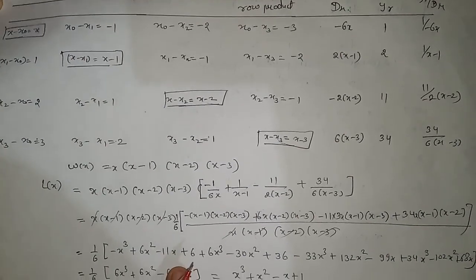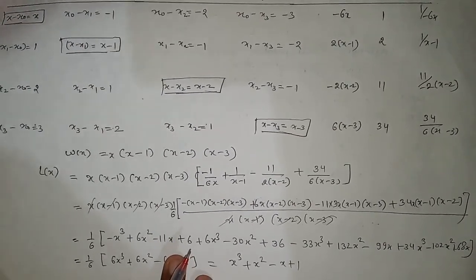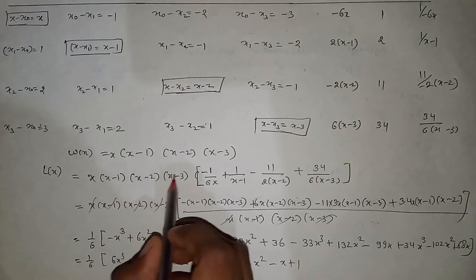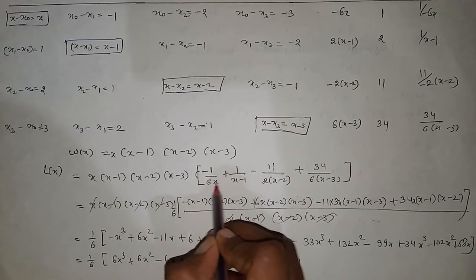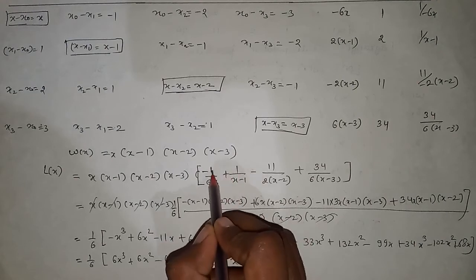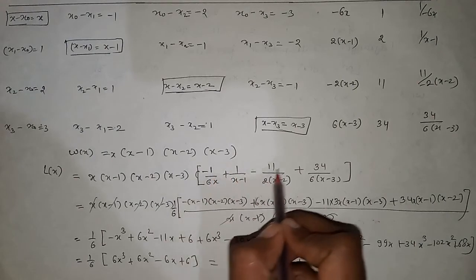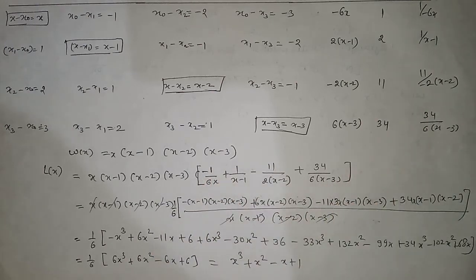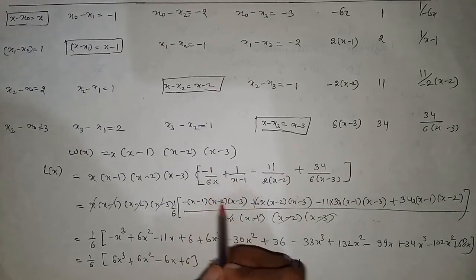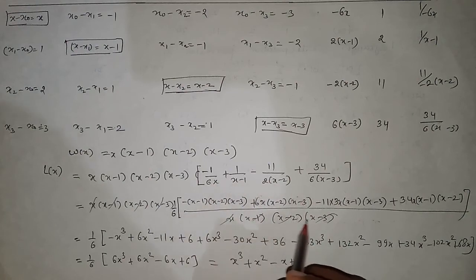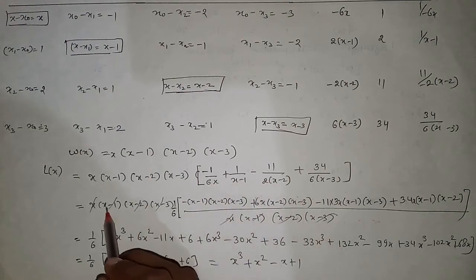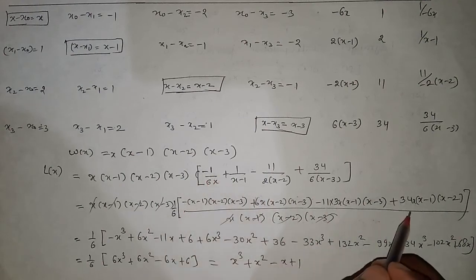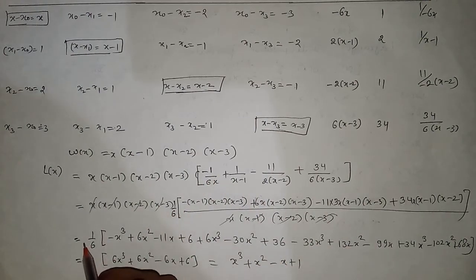Now we have to put all these values in Lagrange's interpolation formula. So L(x) is given by x into x minus 1, x minus 2, x minus 3, times y0 upon D0, y1 upon D1, y2 upon D2, y3 upon D3. So this is the value which we have calculated here. Now if we solve this, we will take the LCM. This LCM term gets cancelled with this. So 1 upon 6 outside, or taking LCM we will get this term here. So 1 by 6 outside.